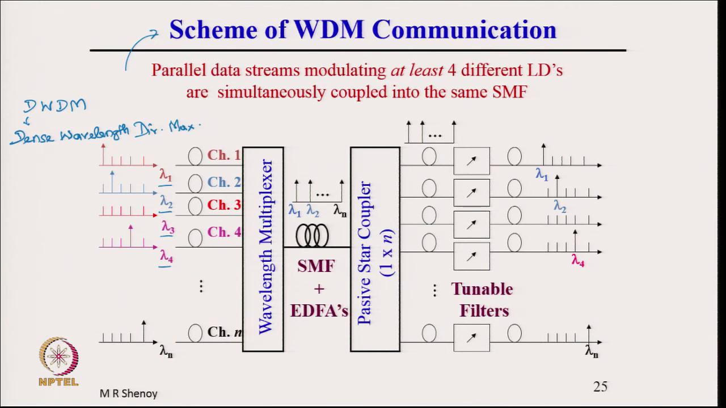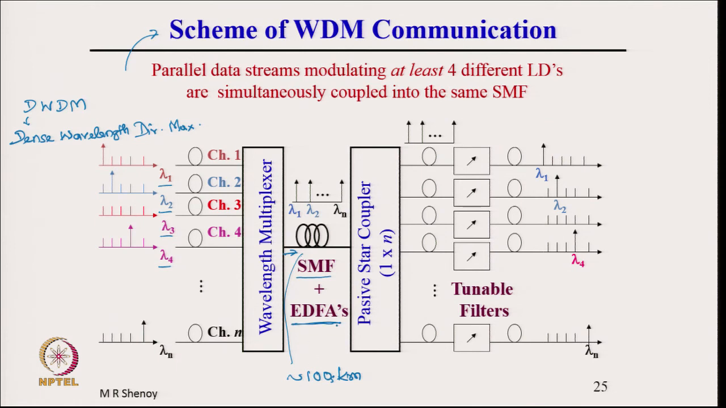They are all combined and launched into the single mode fiber, and then this is the fiber link. This could be of the order of hundreds of kilometers. For example, a link between two cities such as Delhi and Mumbai could be about 1500 kilometers long. Then, as we discussed, in addition to the single mode fiber, we need amplifiers in between to boost the signal.